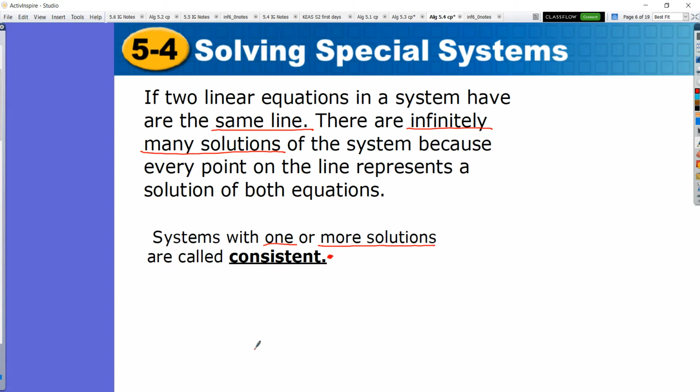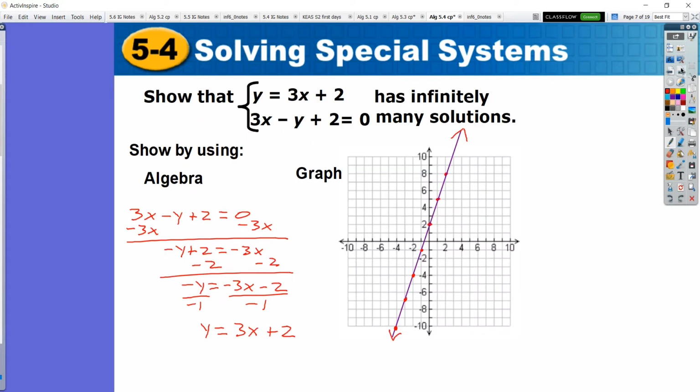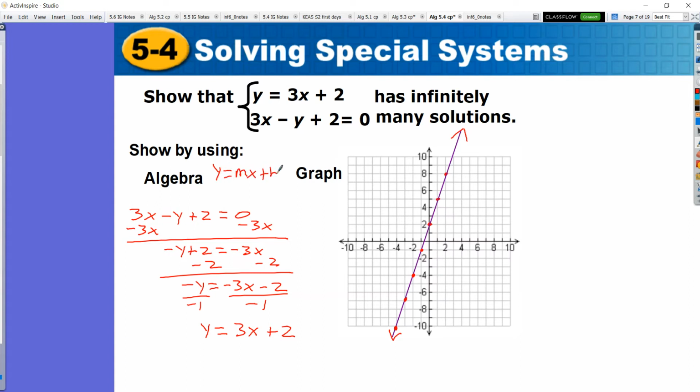Okay, so let's take a look at what a system would look like if it is sharing the same exact line. Okay, so here is our system. We want to show that this has infinitely many solutions. We can do that using algebra, or we can graph it. For using algebra, we want to get them into slope-intercept form.